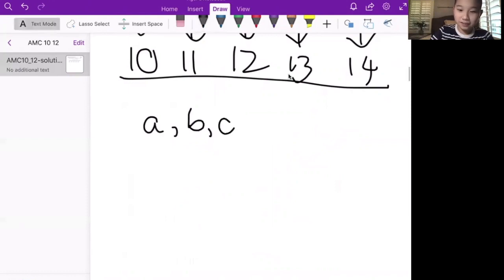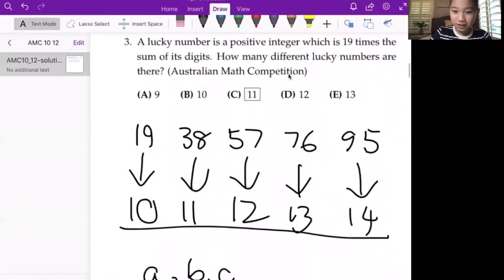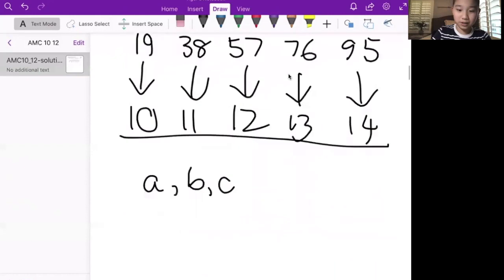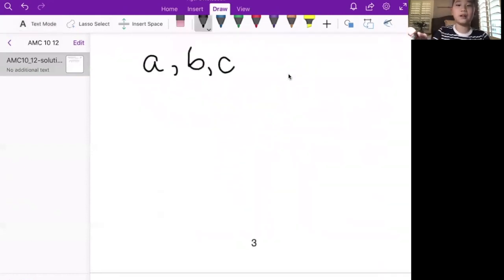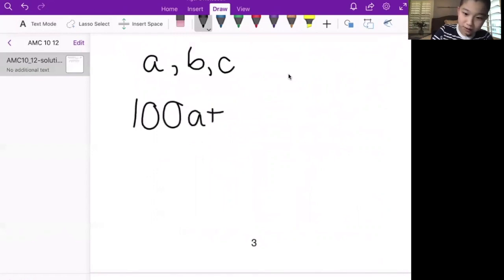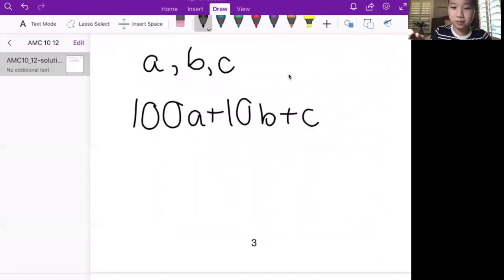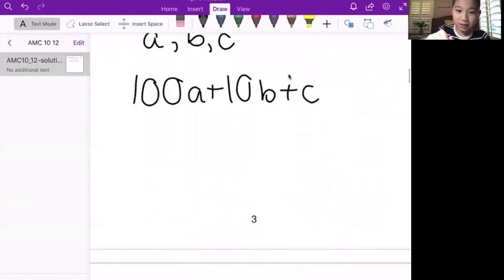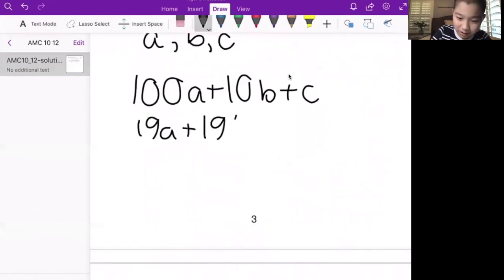It says that the sum of the digits times 19 is equal to the number itself. What is the number itself? So it is 100A plus 10B plus C if you write it out in expanded form. And then the sum of its digits times 19 is just 19A plus 19B plus 19C.